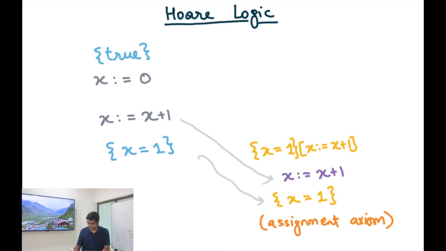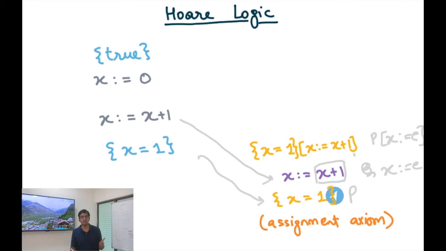Now the assignment axiom says that the Hoare triple holds. So this forms my P in the assignment axiom, and this forms my C, and what goes before it is P where x has been replaced with E, right? And this C is nothing but x colon equals E. So E is x plus 1, and so here P is x equals 1, and x colon equals E is x colon equals x plus 1. And so this Hoare triple can be constructed just using the assignment axiom that I showed you on the previous slide.